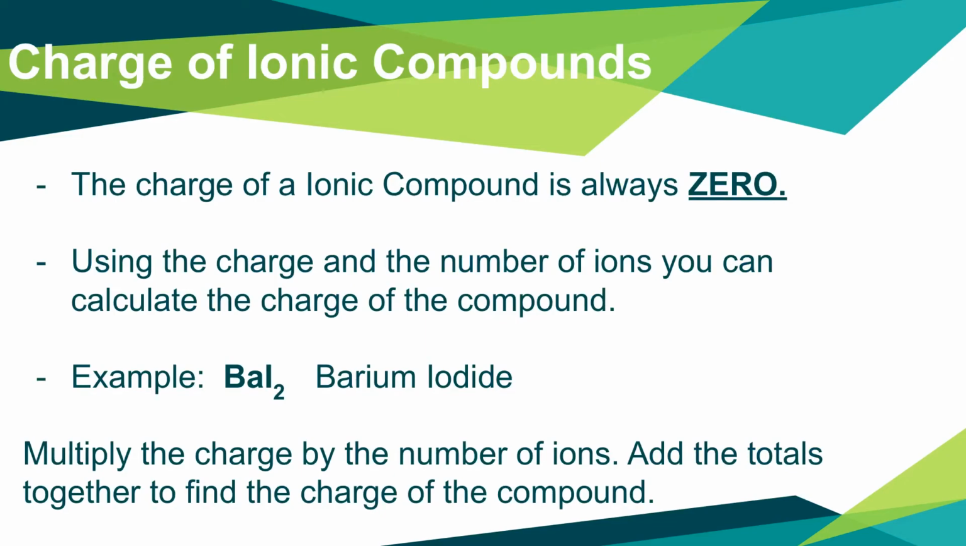So, charge of ionic compounds. The charge of an ionic compound is always 0. So using the charge and the number of ions, you can calculate the charge of the compound. For example, barium iodide, BaI2. You multiply the charge by the number of ions, then add the totals together to find the charge of the compound.